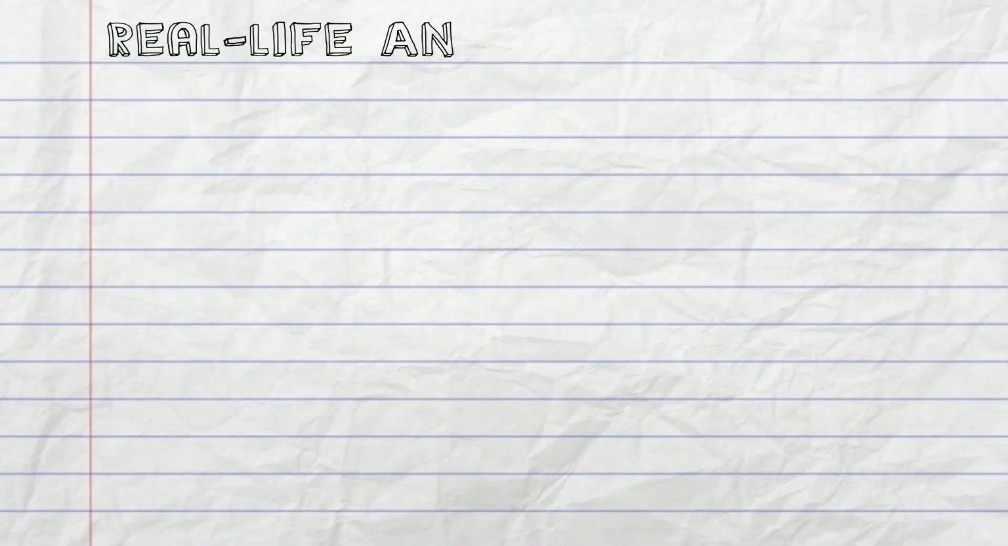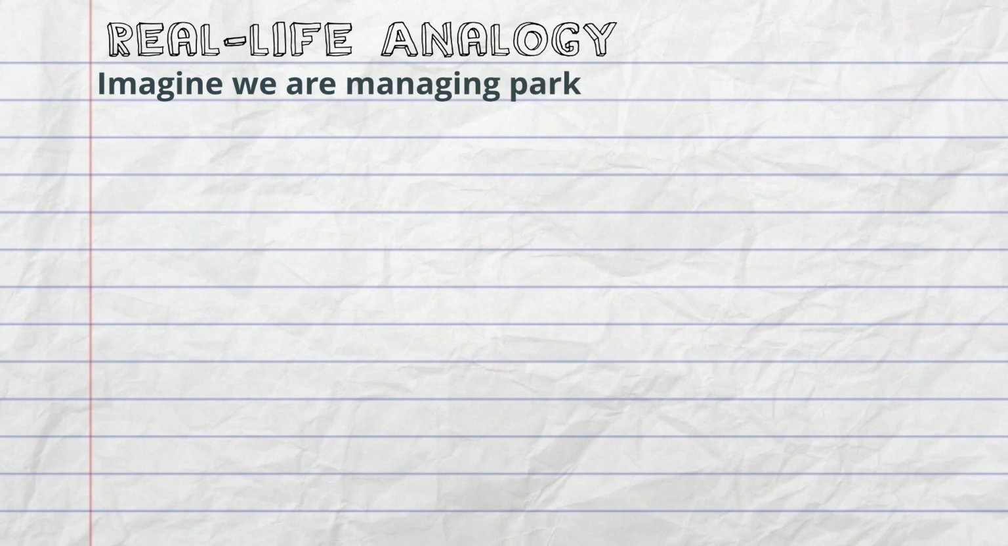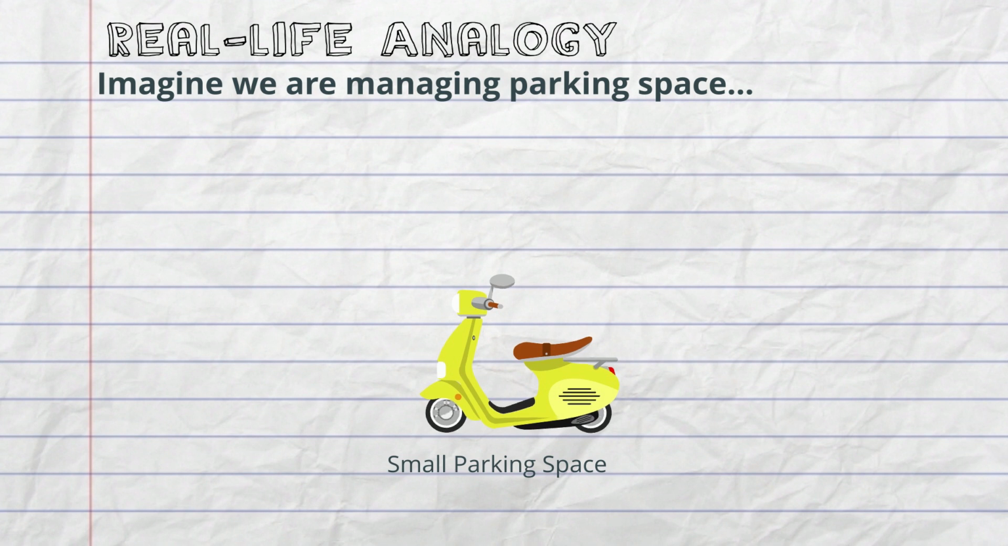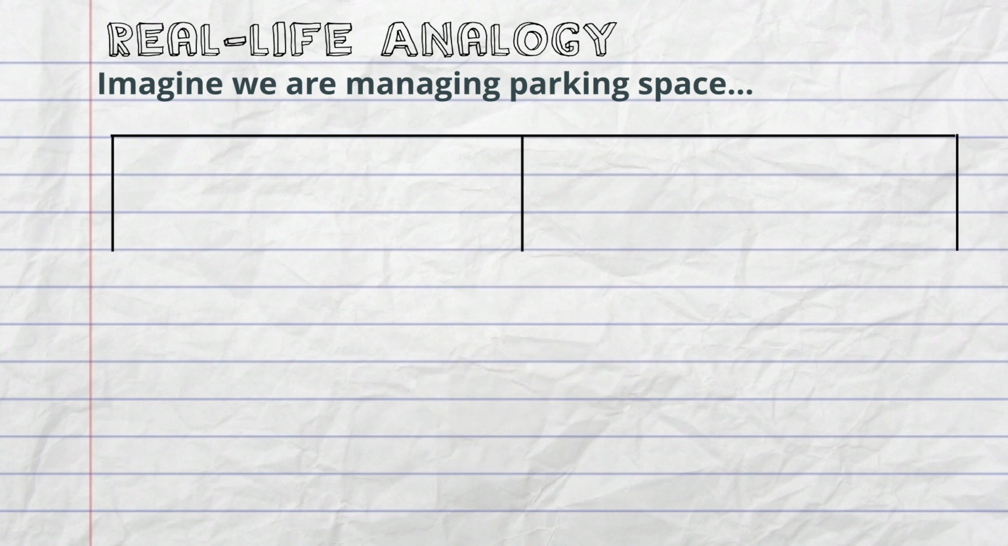Now, we will explain it using a real-life analogy. Imagine we are managing parking space. We will have different parking spaces: large for buses, medium for cars, and small spaces for motorcycles. Each space is divided according to the size of the smallest one.